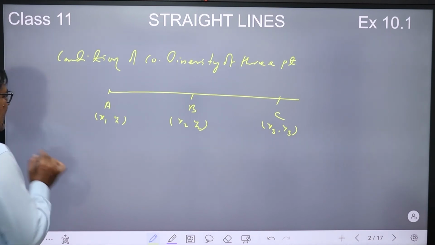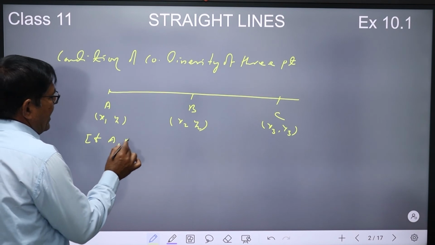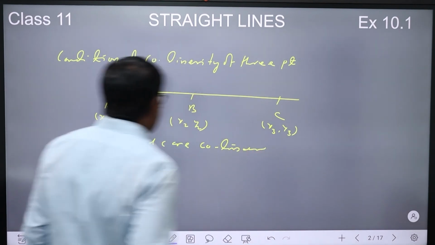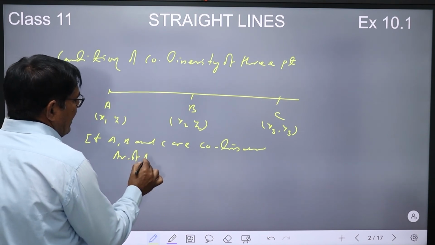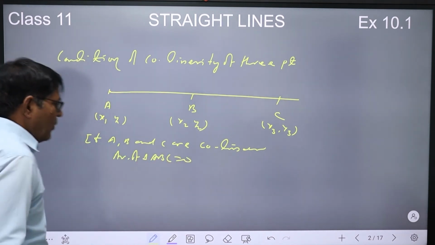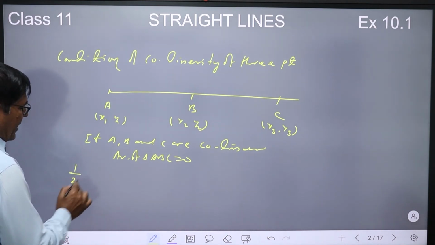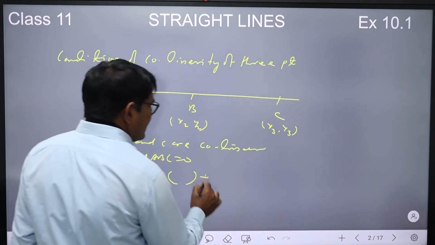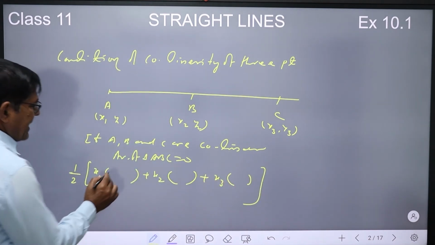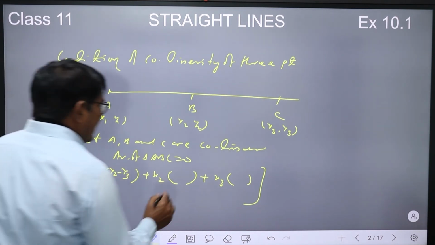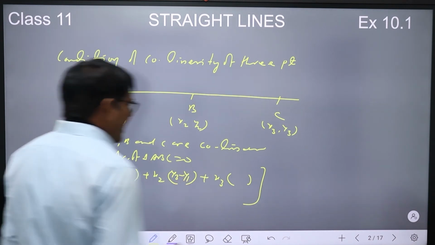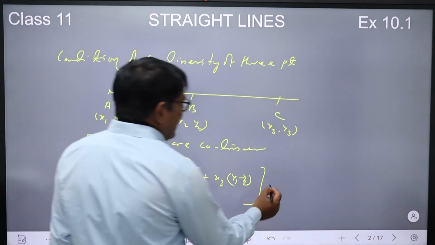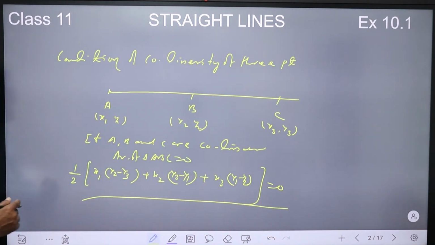Then in 10th standard, what did we study? If A, B and C are collinear, then area of triangle ABC will be equal to 0. So how did we find the area of triangle? 1/2 [x1 into (y2 minus y3) plus x2 into (y3 minus y1) plus x3 into (y1 minus y2)]. This is the area of the triangle, and it should be equal to 0. This condition we discussed in the class 10th standard.